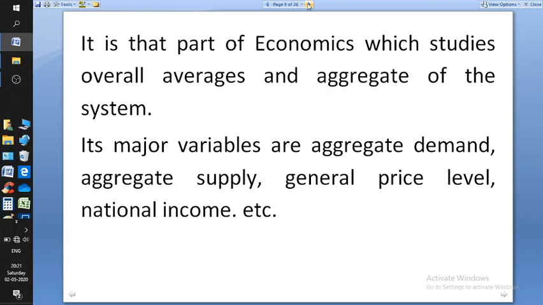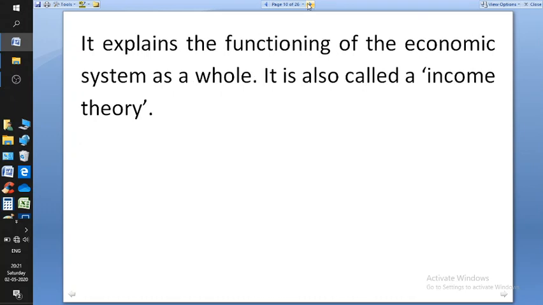Its major variables are aggregate demand, aggregate supply, general price level or inflation, and national income. It explains the functioning of the economic system as a whole, in its entirety, in aggregate form, and it is also called income theory.